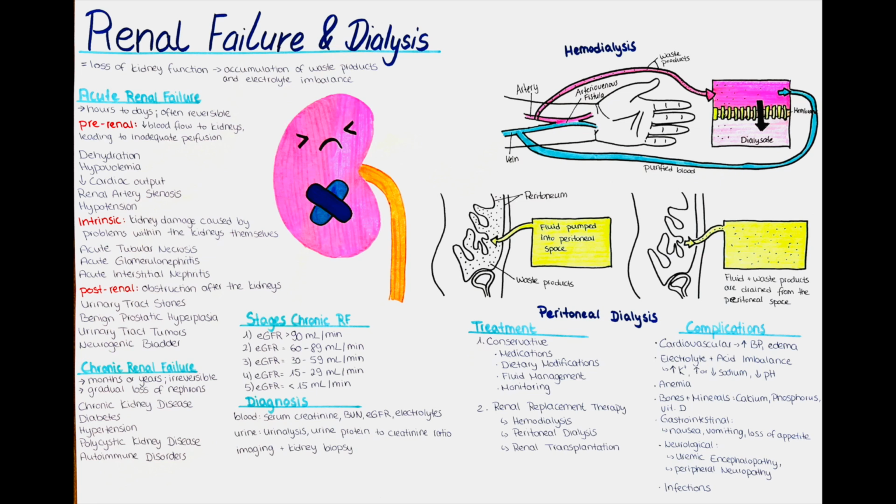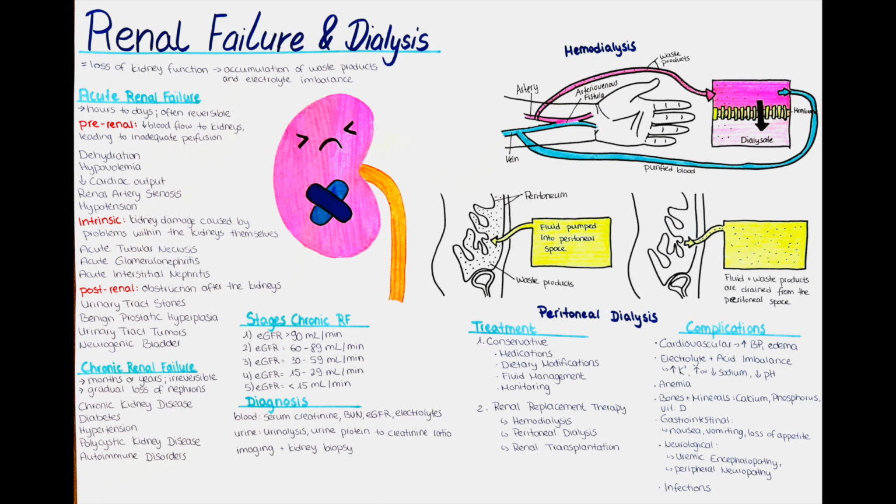Bone and mineral disorders. Chronic kidney failure can disrupt the balance of calcium, phosphorus, and vitamin D, leading to bone diseases such as renal osteodystrophy. This can result in bone pain, fractures, and abnormalities in bone mineral density.